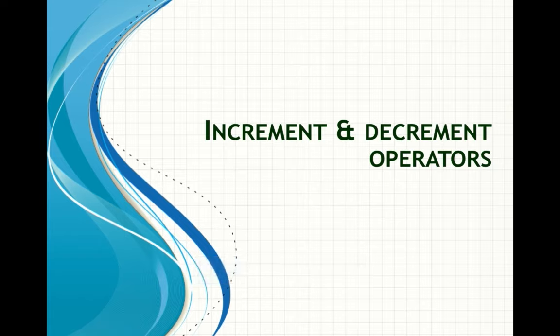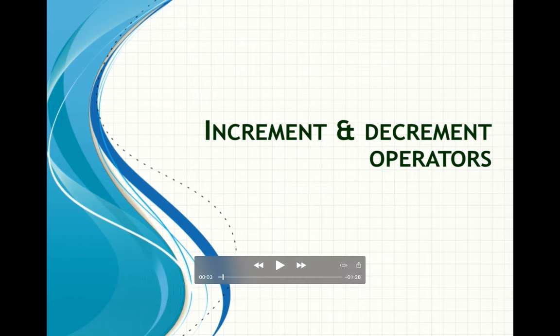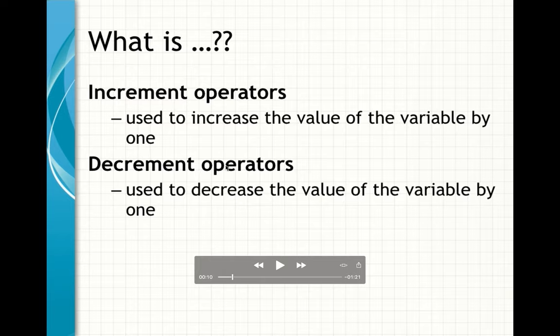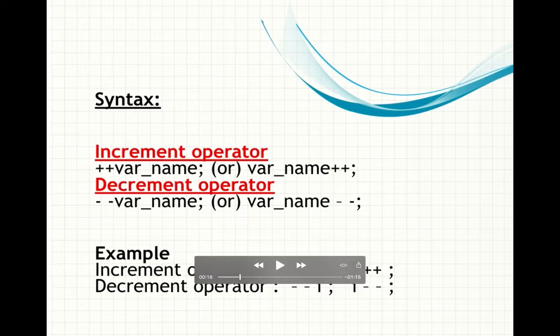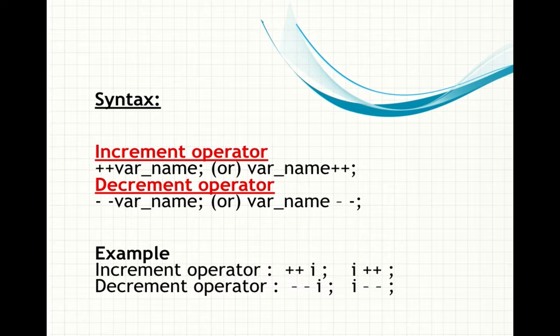We are going to see about two new operators, increment and decrement operators. So what are these operators? As you know by the name, increment operators are used to increase the value of the variable by 1, and decrement operators are used to decrease the value of the variable by 1. We'll see further. Now the syntax for writing an increment operator is, it could be either prefix or postfix.